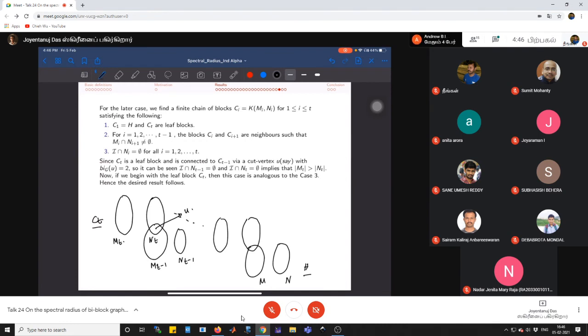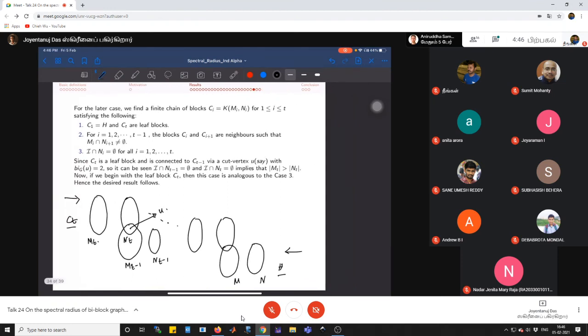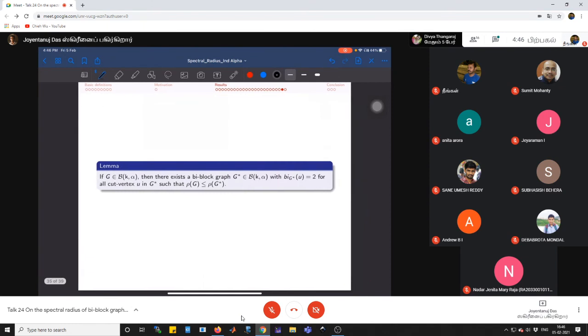So now if we start looking at the graph from this end, C_t is also a leaf block, so this case is analogous to case 3, and our result follows. So this result we have proved where the block index of each cut vertex is 2. But the class B(k, alpha) does not contain only those types of graphs, right? So it may happen that the block index is more.